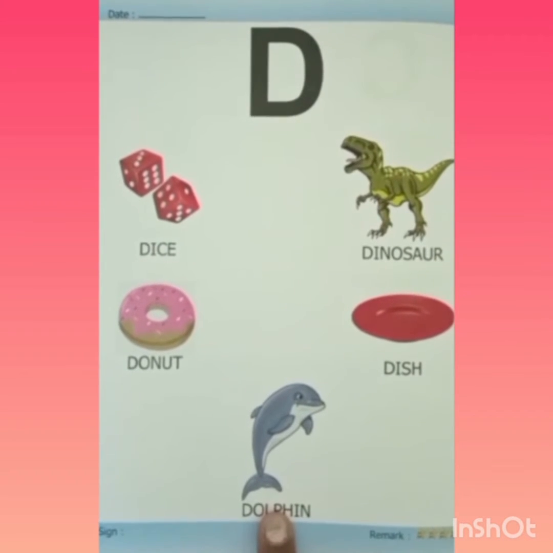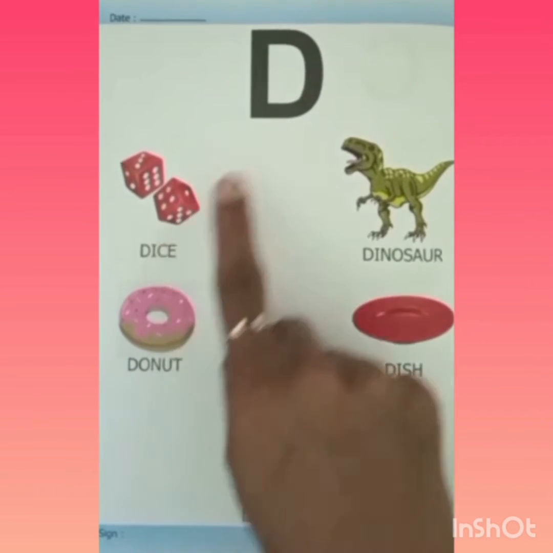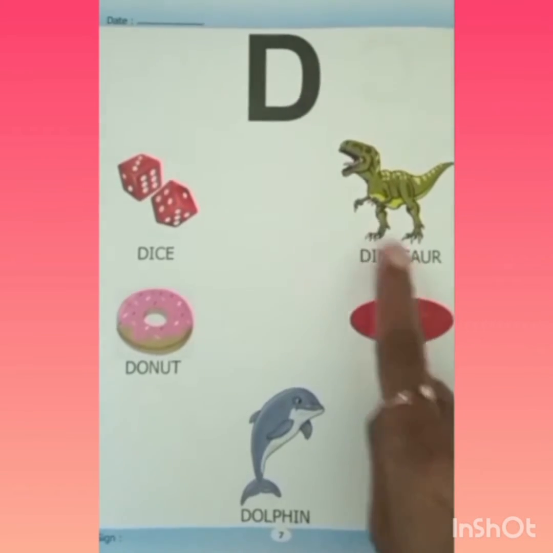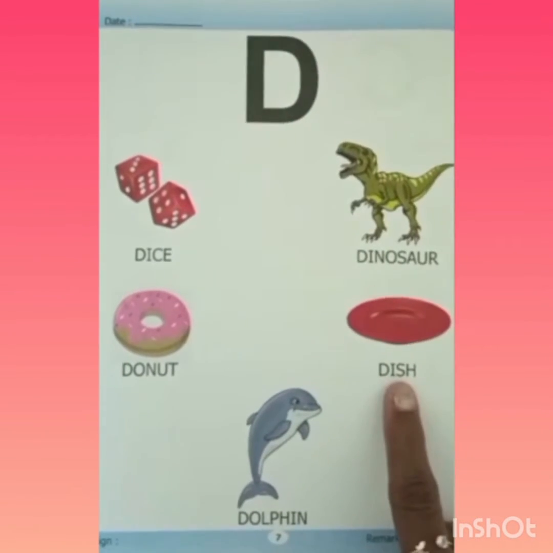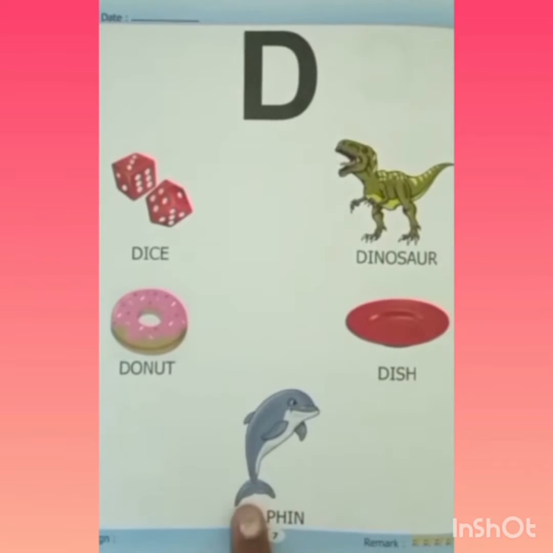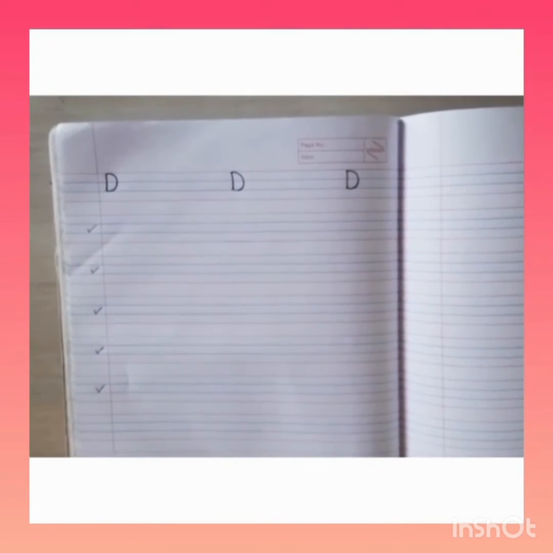Now repeat after me one more time. Okay. D for dice. D for dinosaur. D for donut. D for dish. D for dolphin. Now let's write letter D in red and blue line book.